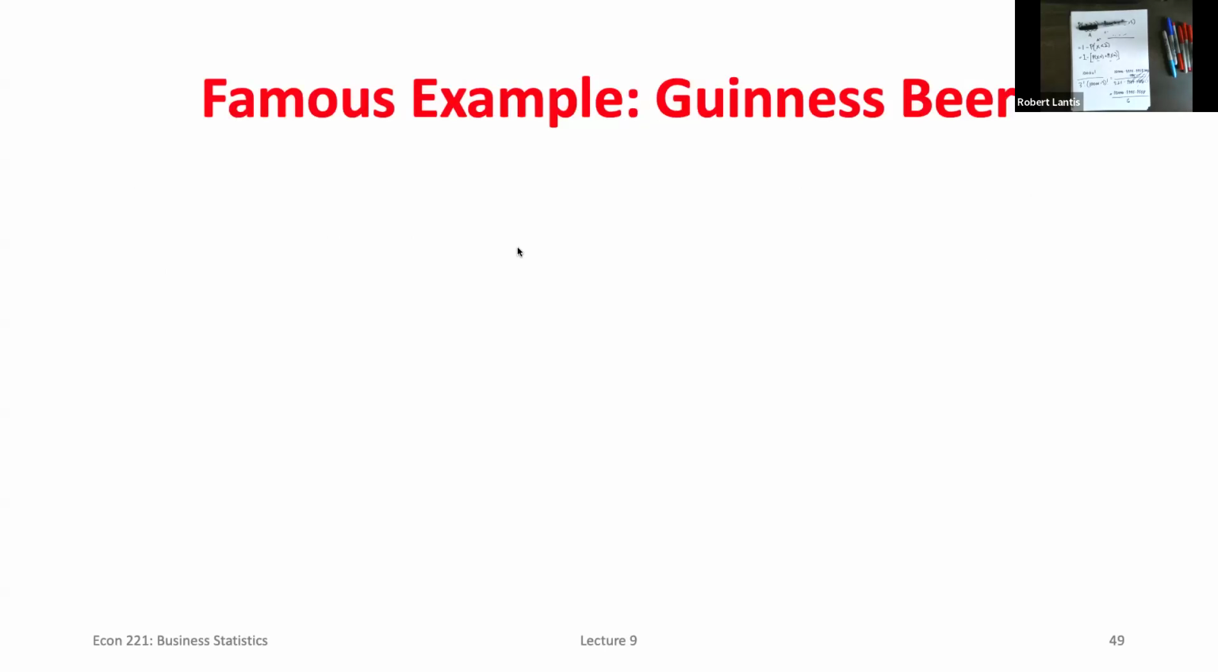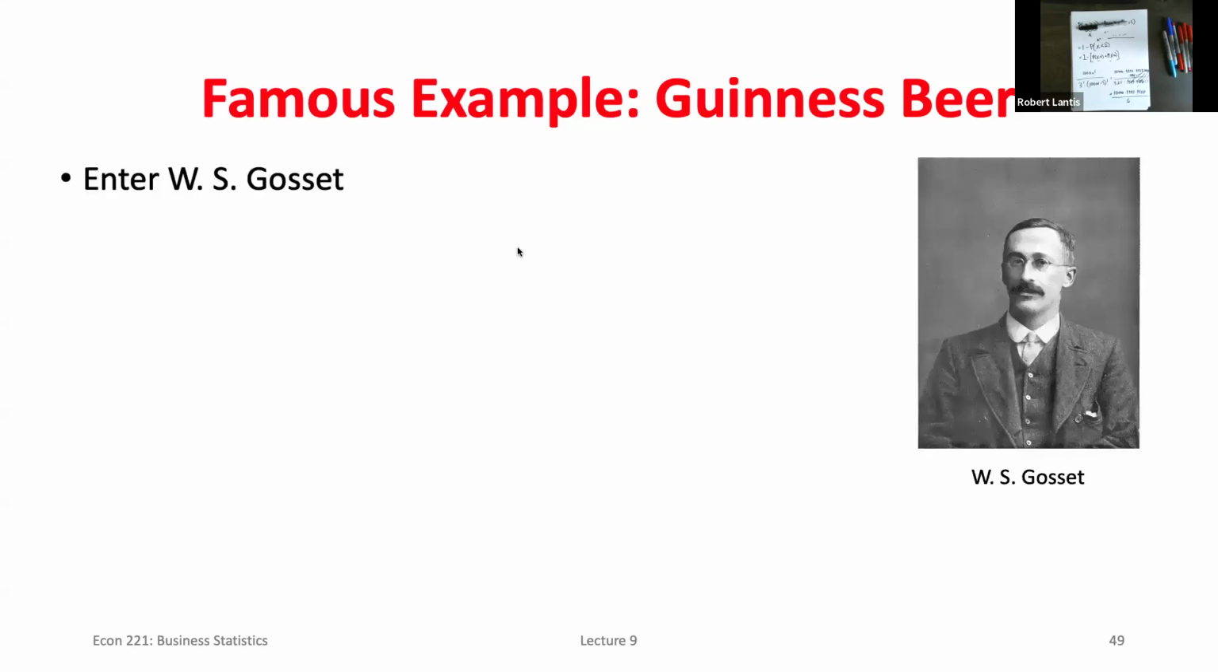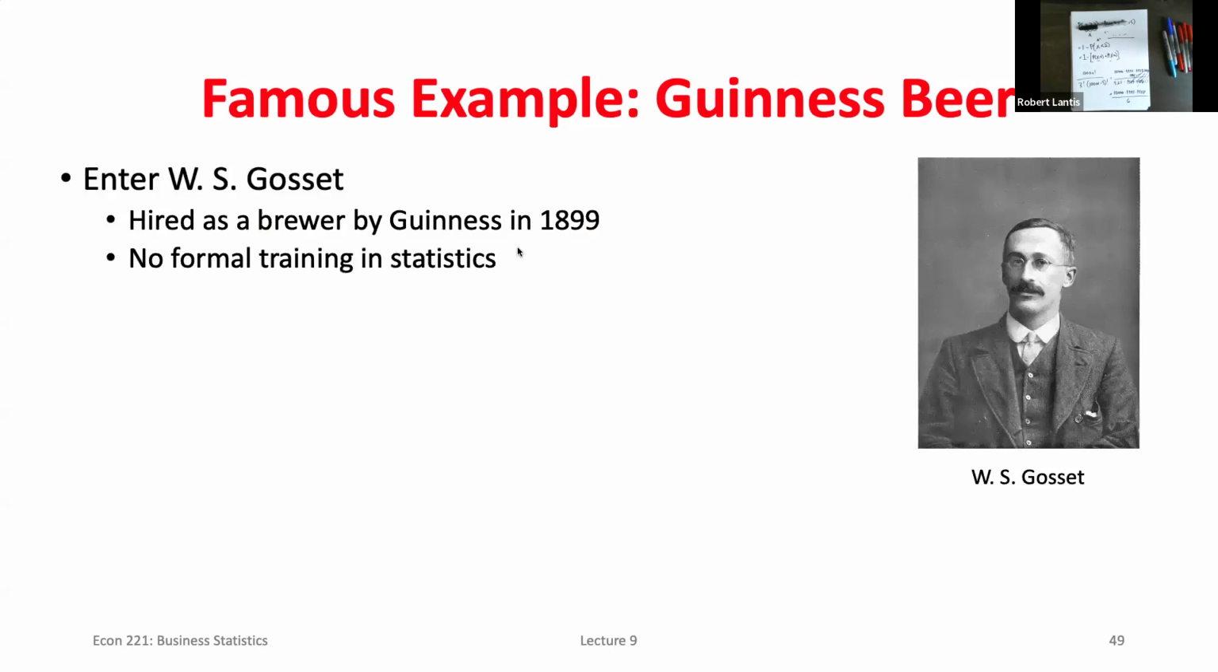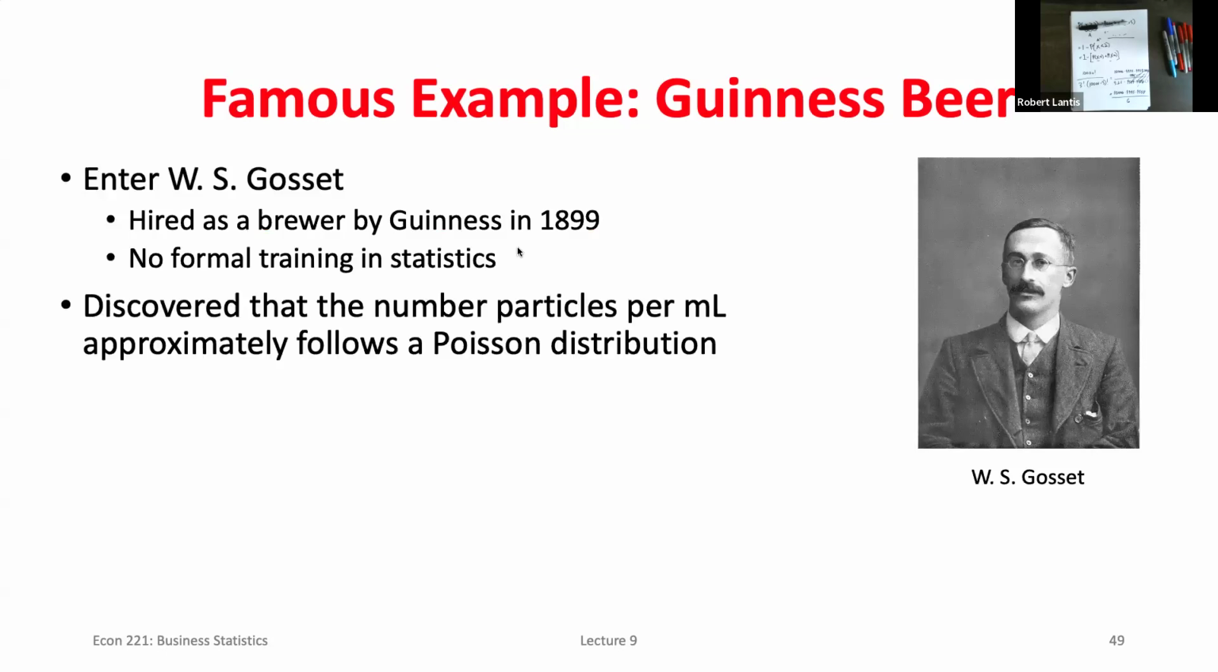I've then got one more example that we'll work through. And I wanted to give you one where it's not time, but a physical space. So go back to this guy. I forget, William, I think his name is something Gassett. I should know him, and we'll talk a little bit about why I don't. But he was a brewer in 1899, no formal training in statistics or education in it.